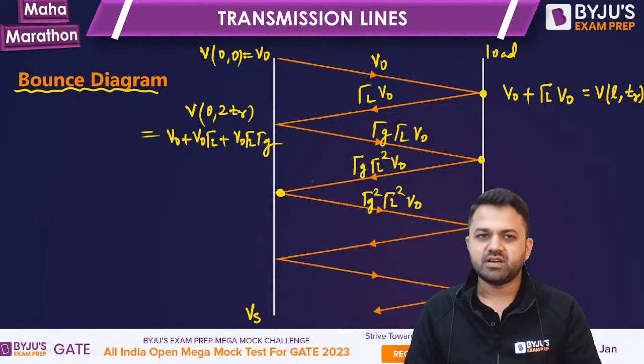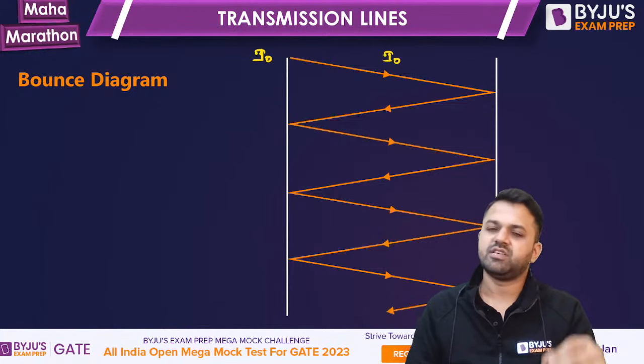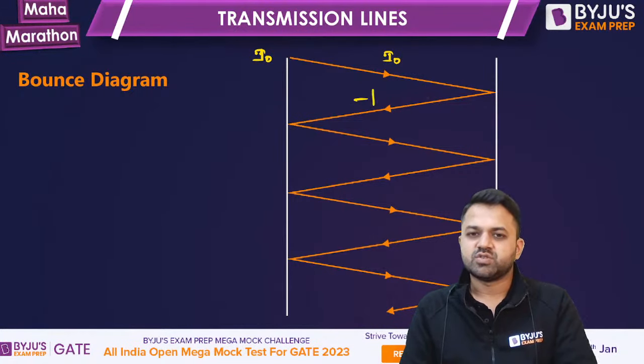So this will be the bounce diagram for the voltage wave. Similarly, you can calculate the bounce diagram for the current wave. The only difference is that the initial current will be I0 and the reflection coefficient will be negative, because the current reflection coefficient is minus of the voltage reflection coefficient. So this is minus gamma L into I0.